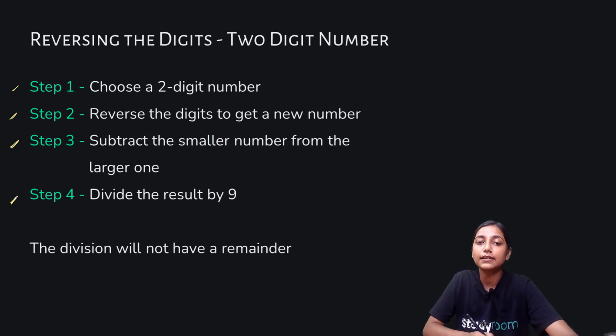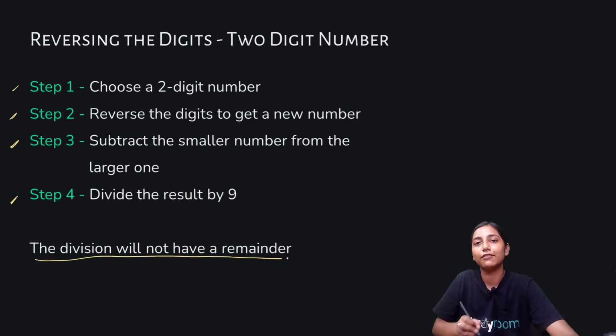And the last step is dividing the result. The result that we will get after subtracting the smaller from the bigger number, we are going to divide that result by 9. And what will you conclude? What will the result be? That the division will not have a remainder.